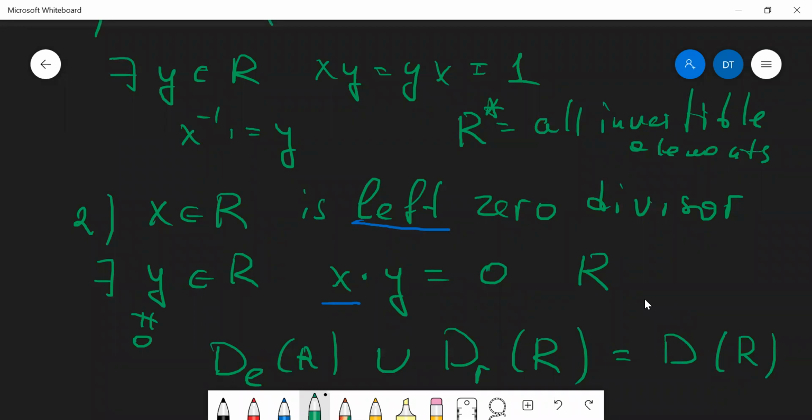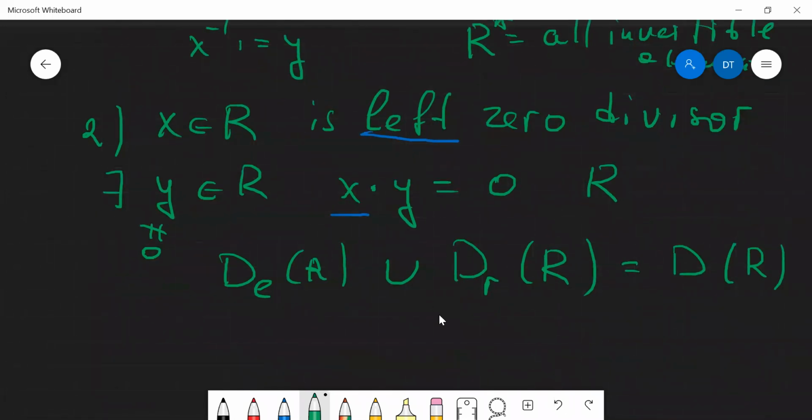Oh, okay, I got it. Thank you. DL and DR are divisors of zero. DL are the left zero divisors. These sets are divisors of zero. Yeah, and these are just zero divisors. Okay.